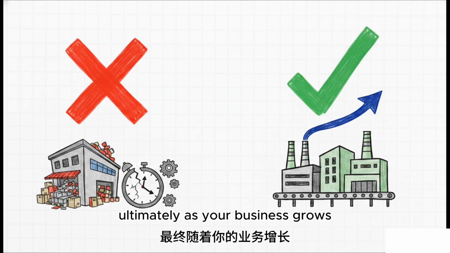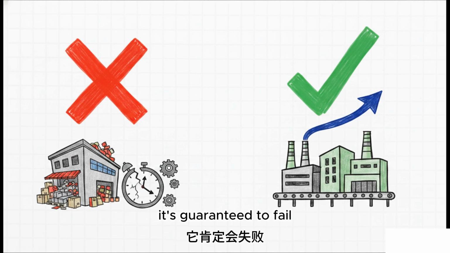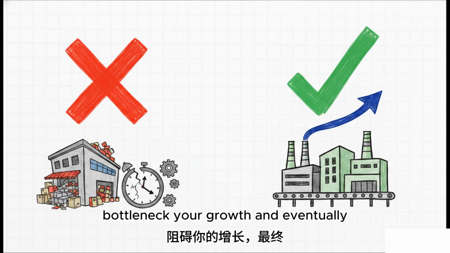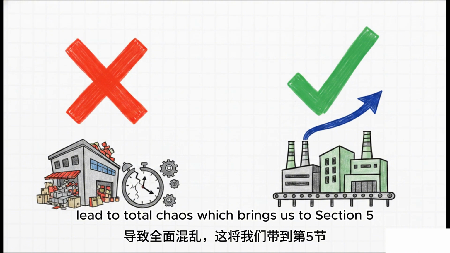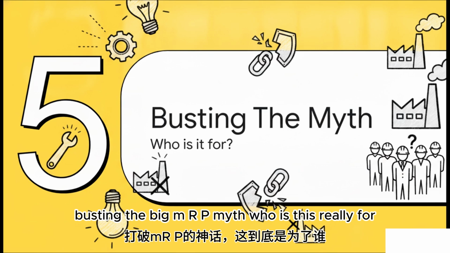Ultimately, as your business grows, an MRP system scales smoothly right alongside your order volume. Manual tracking, on the other hand, is guaranteed to fail, bottleneck your growth, and eventually lead to total chaos. Which brings us to Section 5, busting the big MRP myth. Who is this really for?